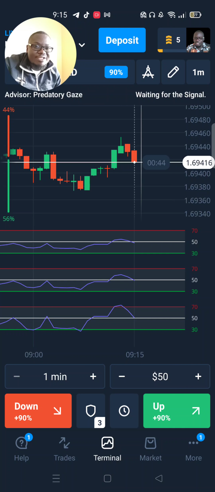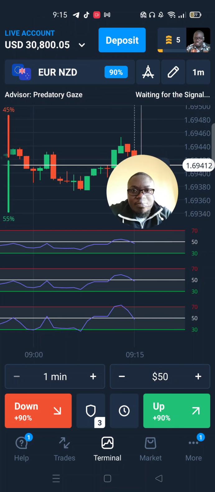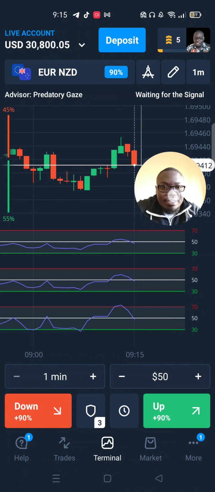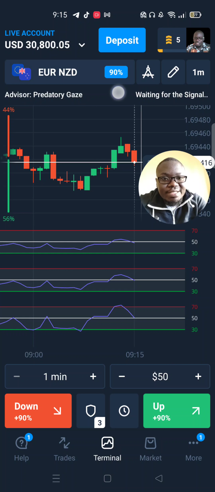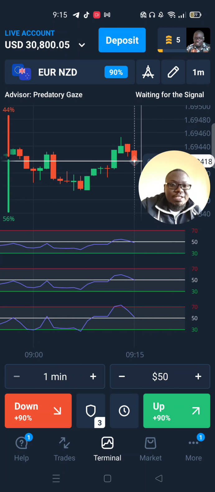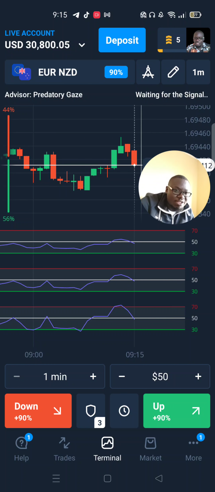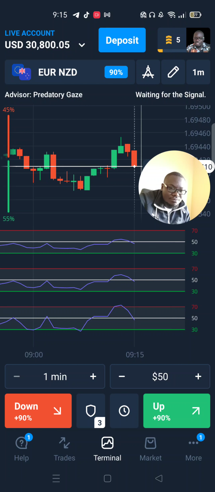So the next thing that you will need to do to trade with this strategy is to select an asset with a higher rate of return. For example, if you look at the Euro New Zealand dollar that is currently on our chart, it has a 90% profitability, so it's a good asset to trade with this strategy. Okay, so that is it for the explanation.